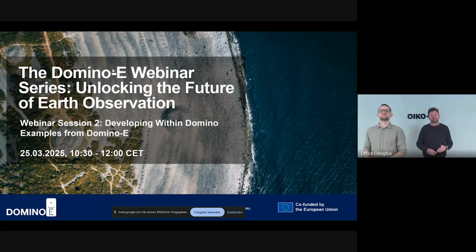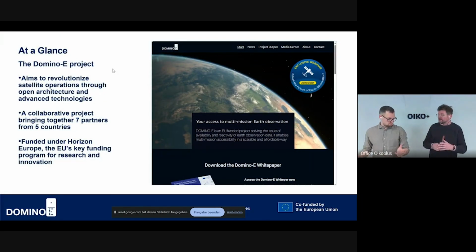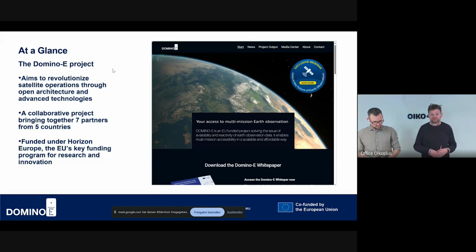We will today take a closer look at 3 actual dominoes, at examples for dominoes that have been developed under the framework of the Domino-E project. Last week, what we did was set the baseline and have an explanation of the overall domino architecture for European Earth observation ground segments. This week, we will look at actual domino developments undertaken in the Domino-E project. Michael, fill us in on what happened last week and what's the plan for today.